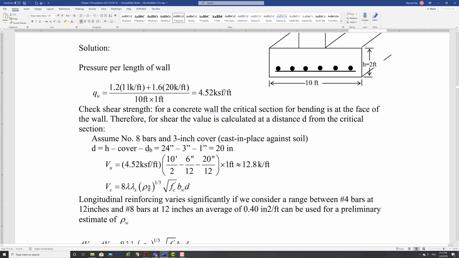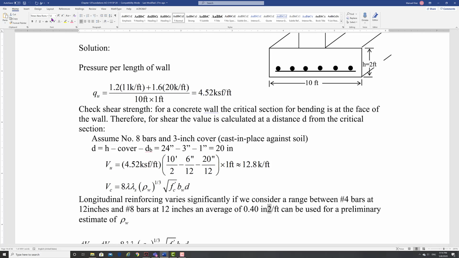Okay, so we need this rho W though. We haven't designed it yet. So we need to assume a value, and what value are we going to assume? For slabs, remember we're very conservative. We assume a number 4 at 12 inches, because that's the minimum you can use. Because those slabs are small, you usually don't put a lot of steel. But in footings, you can put a lot more.